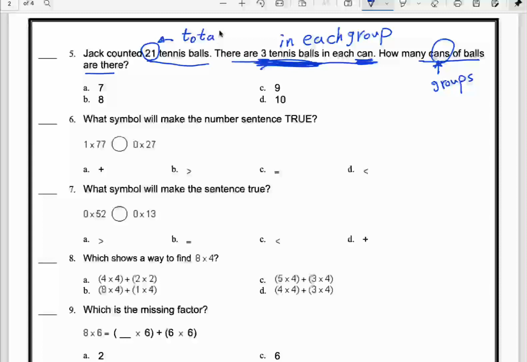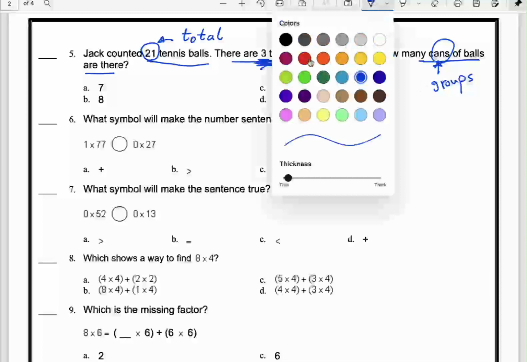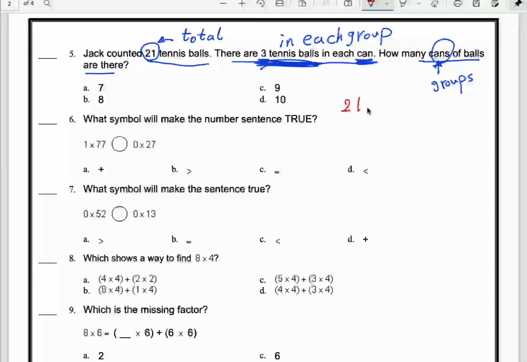And this reminds us of division, the meaning of division. We have the total number, and we have the number in each group, and we need to find the number of groups. So we can write this as a division equation. 21 divided by 3 equals what number? And to answer the division equation, you can use related multiplication, and also you can use any other way to solve the division. But for simplicity and not wasting time, I will use the related multiplication fact. So 3 multiplied by what number equals 21?